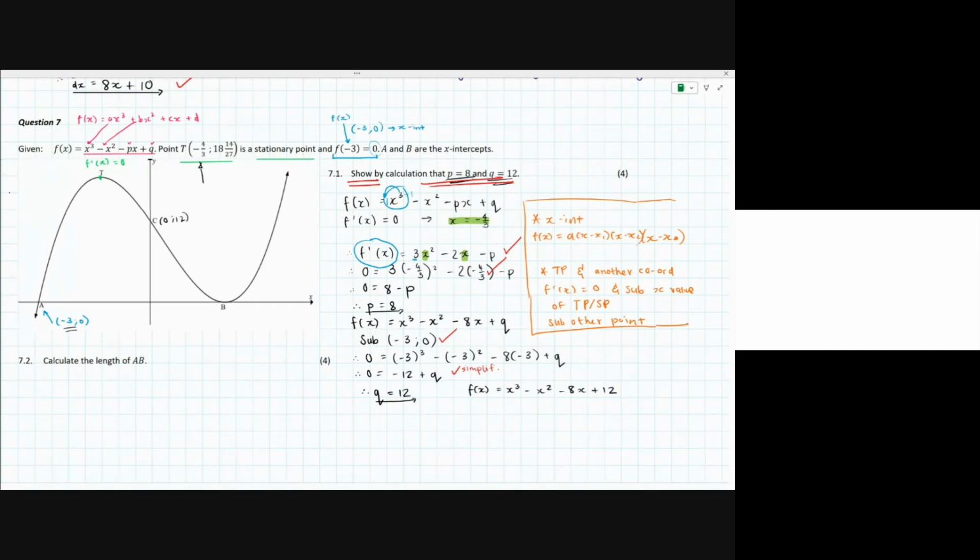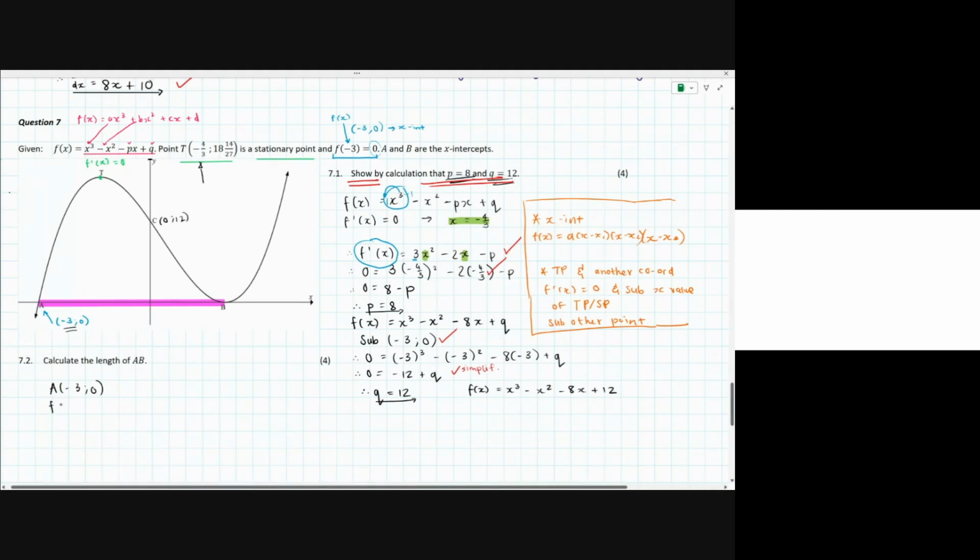So 7.2 asks for the length of AB. Now, AB is a horizontal length. If we have a look at where it is, here is AB. And if you consider what points those are specifically, it's the distance between your two x-intercepts. So we already know that A is at (-3, 0). We would have to factorize and essentially find the other coordinate of B.